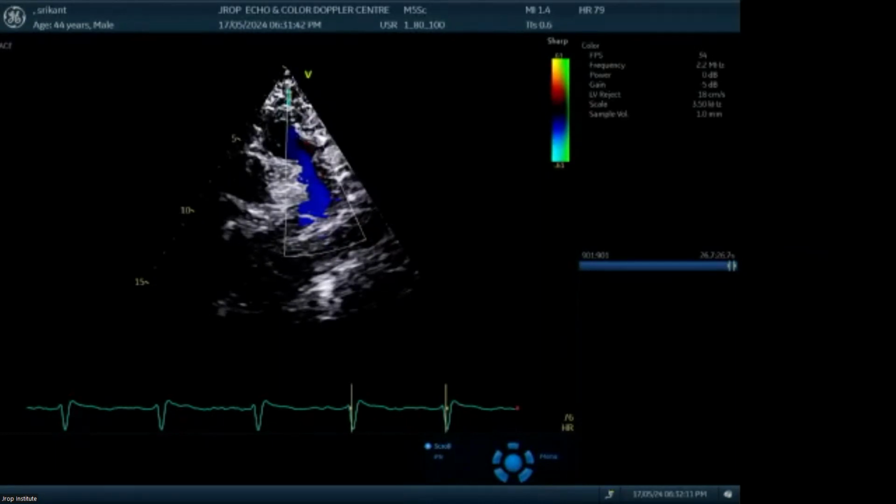Sir, please once again show the suprasternal view. Suprasternal window is very simple.